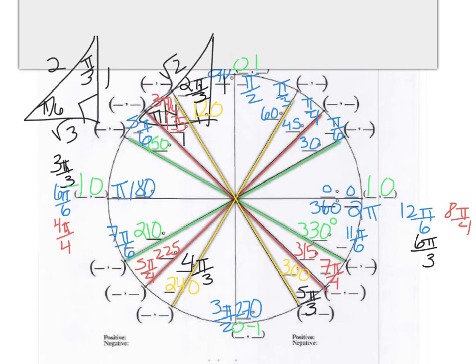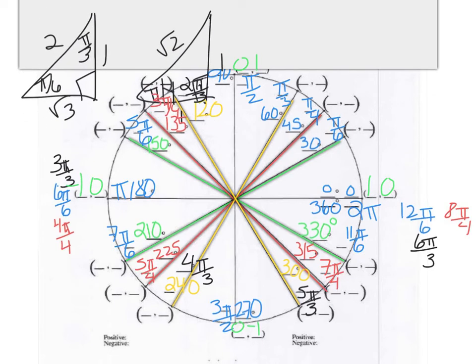Here's our triangle pictures. So for the pi over 6, the x-coordinate is going to be root 3 over 2. The y-coordinate is going to be, sorry, I didn't have my pointer on. So for the x-coordinate, it's going to be root 3 over 2. For the y-coordinate, it's going to be 1 over 2.